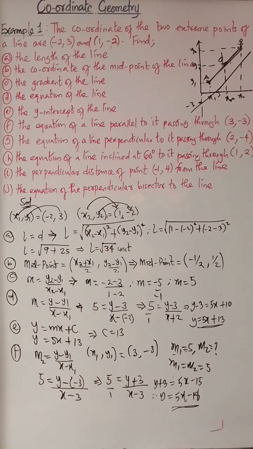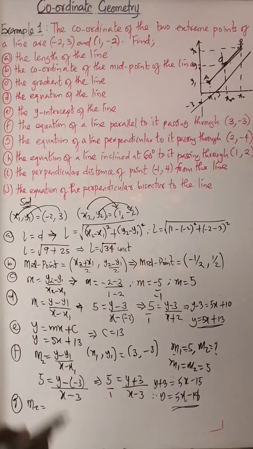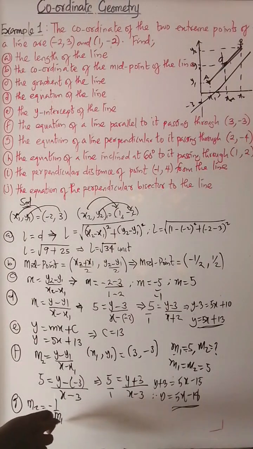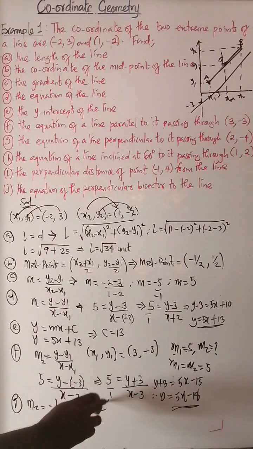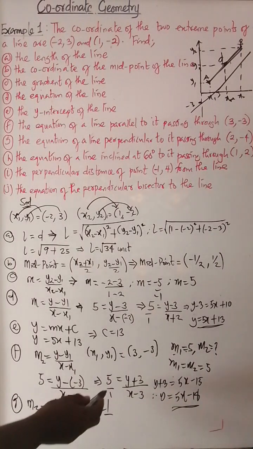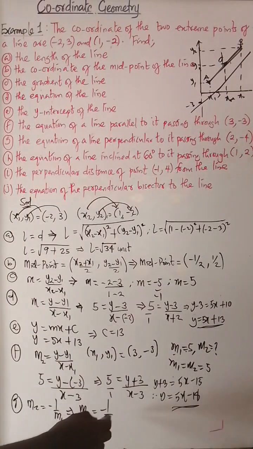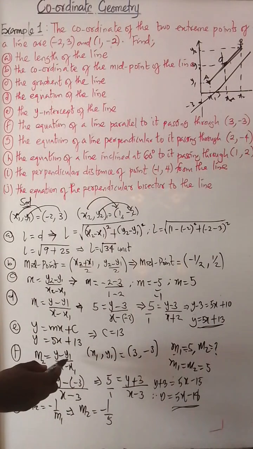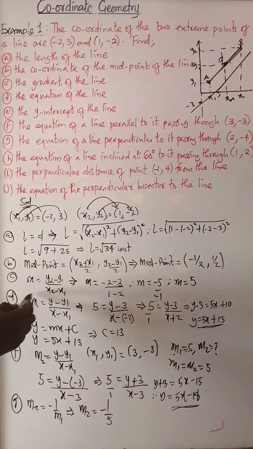So what about G? G says the equation of a line perpendicular to it passing through this. So if the second line is M2, since they are perpendicular, we use perpendicularity. The gradient of the second line equals minus 1 over the gradient of the first line. So in this case, our M2 becomes minus 1 over, what is M1 in this case? M1 is 5, so minus 1 over 5.